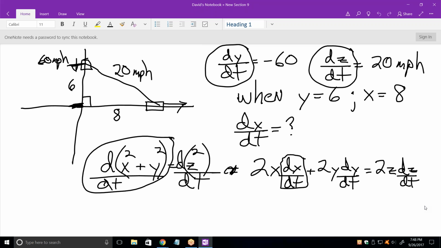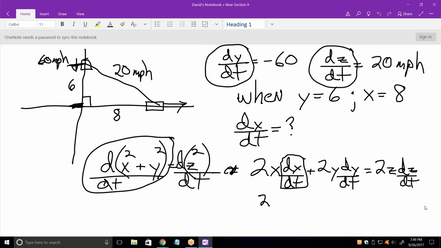So how do I do that? How do I solve this for dx/dt? Give me the next line. Just substitute at this point. In other words, we now have an equation that has 3 variables and 3 derivatives. Okay, so we have to substitute for everything.